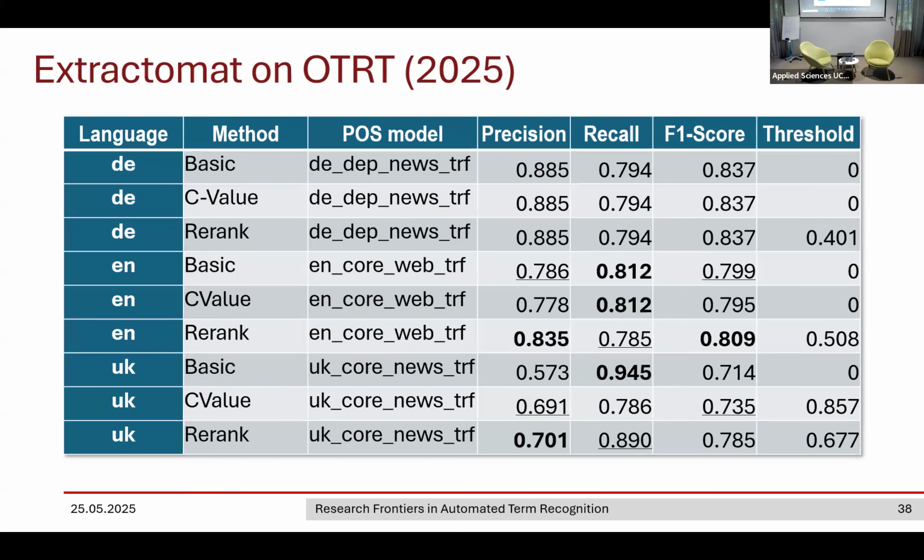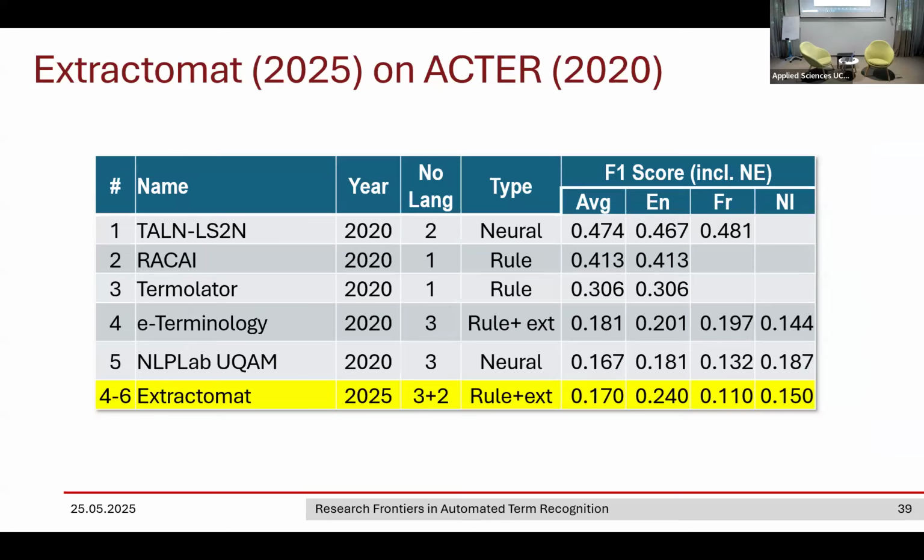Just to recall, this is on OTRT, where we have also English. And this is for Actor, where English is one of the languages. So we may compare using the English overlay. But we also added French and Dutch part of speech taggers, so we processed French and Dutch parts of the corpus as well. No idea? Yep.